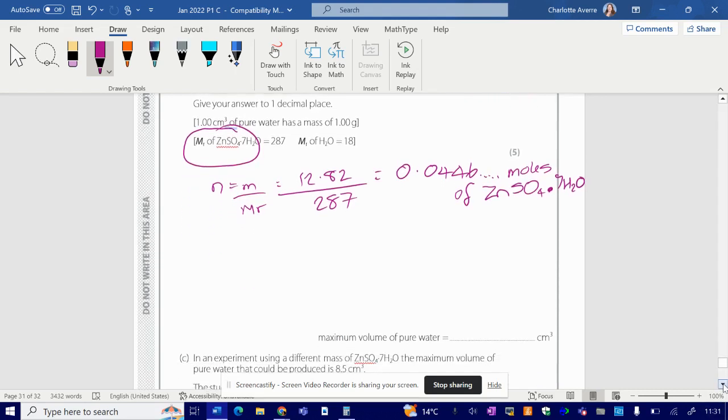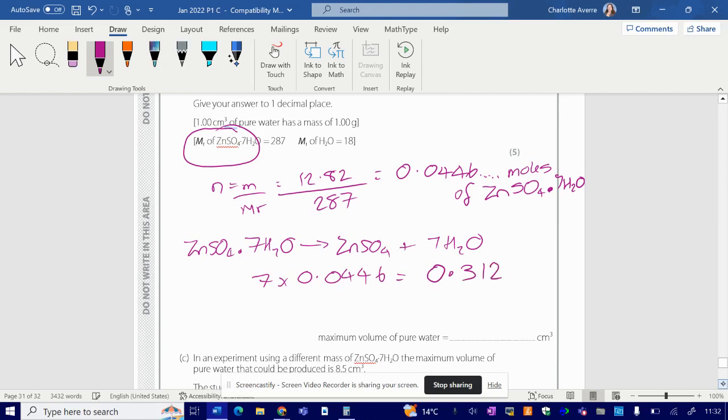Now, when that substance breaks down, it's going to produce the zinc sulfate and the 7 waters. So for every 1 mole of the reactant I've got, I will make 7 moles of water. So I'm going to work out how many moles of water I've got by timesing my moles by 7. Okay, I'm just going to put that straight into the calculator, so it will be a nice round number. That gets me 0.312 moles.